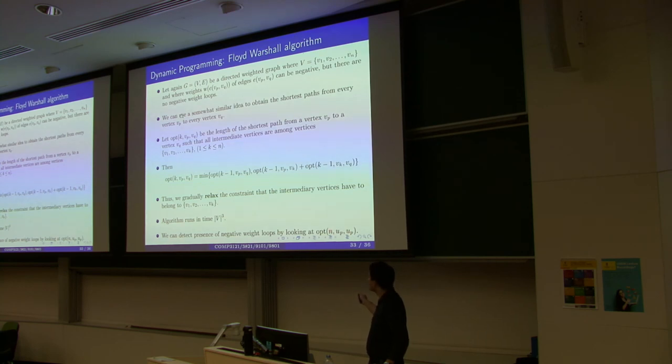This cycle has at most n different edges. It cannot have more. N is enough. And if this value is negative, you know that there is a negative cycle in the graph. So not only can Floyd-Warshall find all the shortest paths, but it can also help you detect a negative cycle in the graph. Any questions?